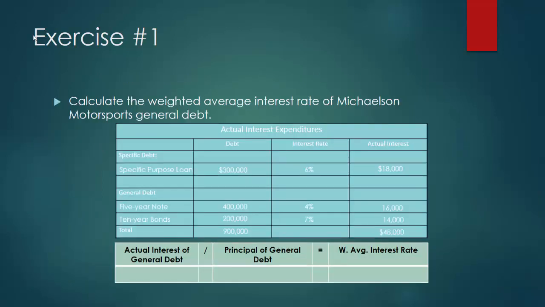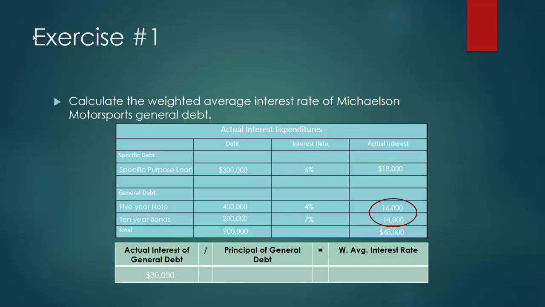Now we need to calculate the weighted average interest rate of Michelson Motorsports' general debt. To do this, you need to sum up the principal of the general debt and how much interest you paid on that general debt during the period. We paid $16,000 on the 5-year note and $14,000 on the 10-year bonds. We add those together. Michelson Motorsports paid $30,000 in interest just on their general debt.